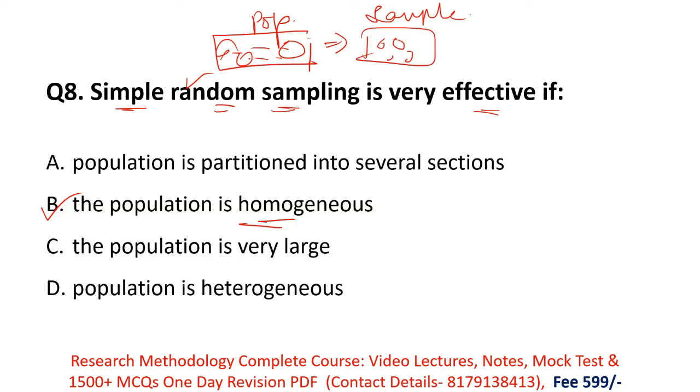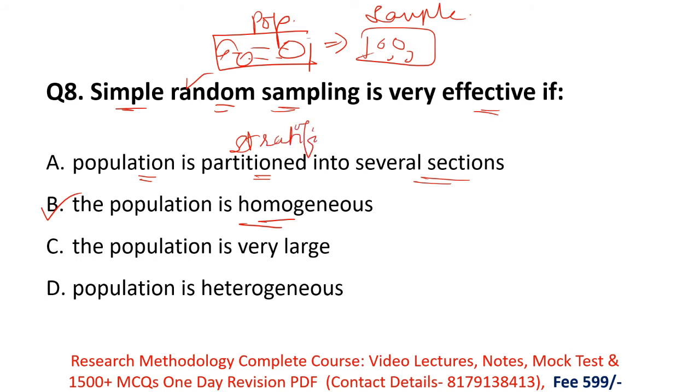We'll see the incorrect options as well. So here the option is population is partitioned into several sections. No, when your population is partitioned into several sections, in this case you will use stratified sampling.